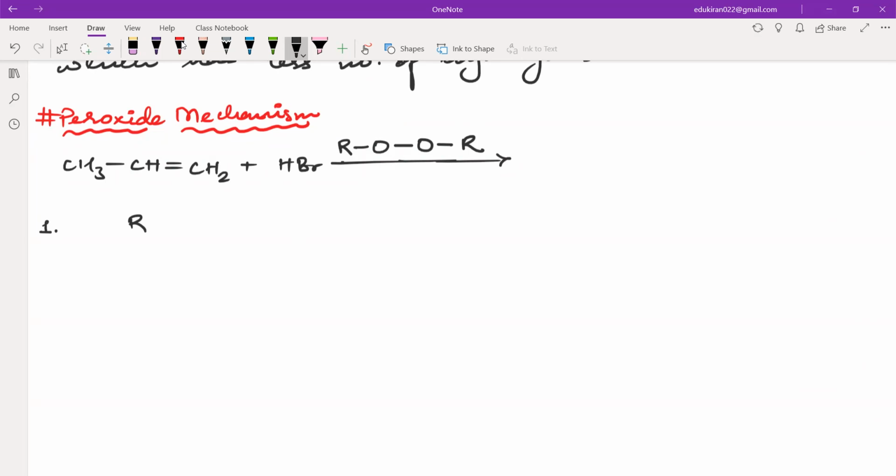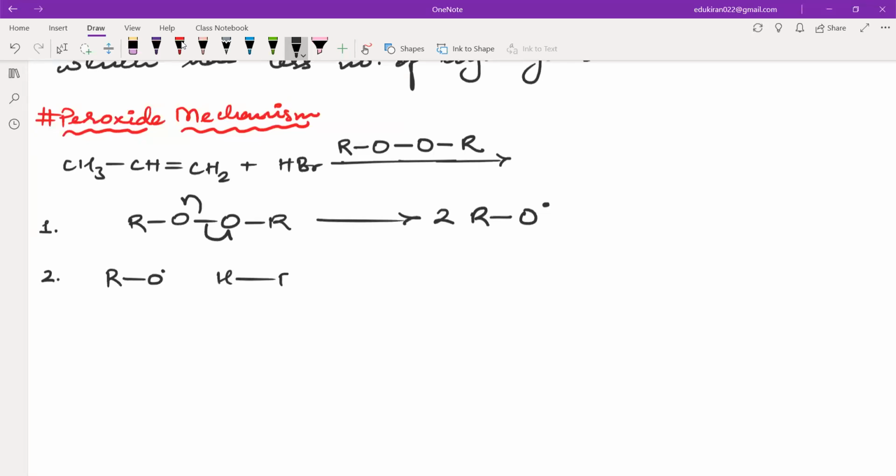We have the ROOR, which dissociates into two free radicals. So you get two RO free radicals. Then these two RO free radicals react with HBr. Now we know that we have here delta positive and here we have delta negative.